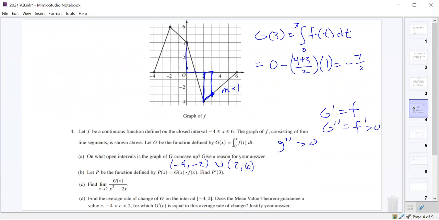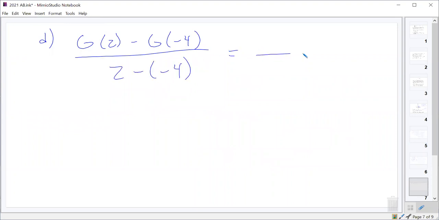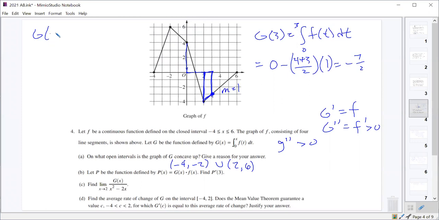Part D. Find the average rate of change of g on the interval negative 4 to 2. So g of 2 minus g of negative 4, it's just average rate of change, it's just slope, right? What was g of 2? We already knew that one, right? That was 0. We do need to figure out g of negative 4, though. So let's go back and figure out what g of negative 4 is. Well, that's the integral from 0 to negative 4 of that. Right? How do we do 0 to negative 4? We flip it and then do negative 4 to 0.